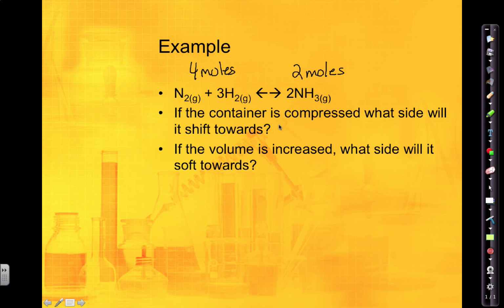It's going to shift towards the side with fewer moles to get rid of the moles, so that alleviates the pressure. Remember, the more moles, the more molecules you have, the more pressure, because there are going to be more collisions. So it's going to shift towards the side with fewer moles, so the product side here. And if the volume is increased, so that means the pressure decreases, what side will it shift towards? It wants to add the pressure back, so it's going to shift to the side with more moles, so it's going to shift to the reactant side.